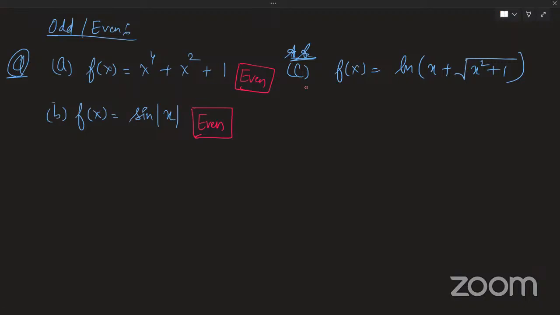See, mod x in itself is also an even function, isn't it? Because mod x is basically telling me that you give me any value, I will return its magnitude. So in the case of mod x, whether you put x or minus x, it is the same. And on top of that, I'm taking the sine. I don't care about the sign. This sign is useless to me because it is mod x now. So either I am putting x or minus x, it will return the same value.